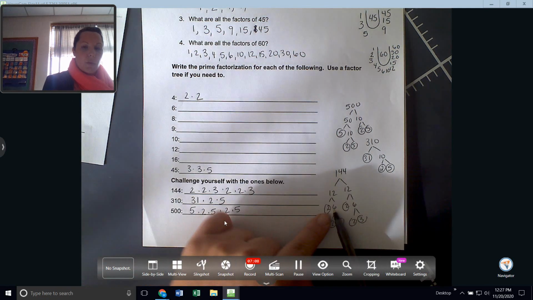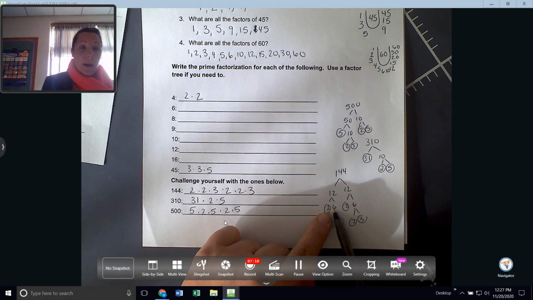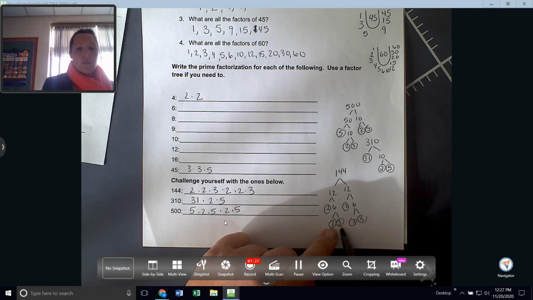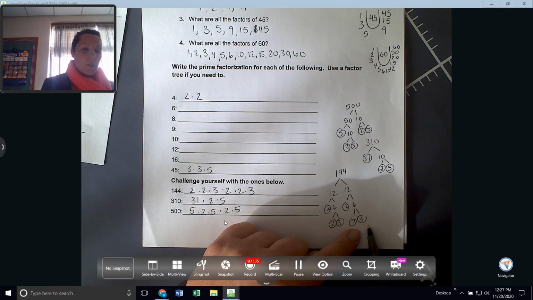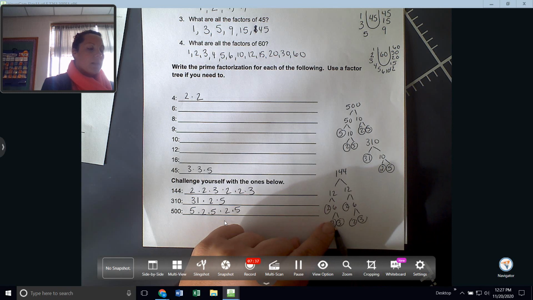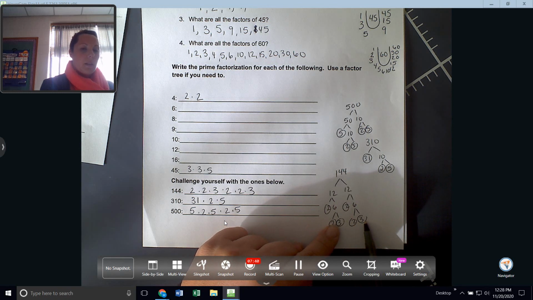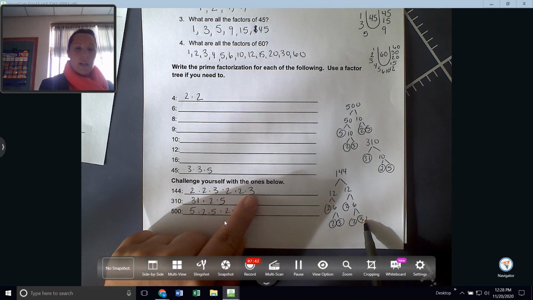Then we have to break 12 down into prime numbers. Well, 2 times 6 is 12, and 2 is prime, so we circle it. 6 is not. So you have to break 6 down even further into 2 times 3, and those are prime. So we can do the same process with this 12, 2 times 6, and 2 times 3. So all of these circled numbers are the prime factorization.